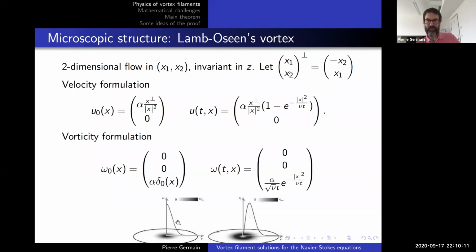So the two pictures here are, this is the vorticity profile, which is just a Gaussian spreading. And this is the velocity profile, where you see there is this regularization at the origin. Okay. So this is for the microscopic structure. As soon as you turn on the viscosity, what you see very close to the vortex filament is this Lamb-Oseen vortex.